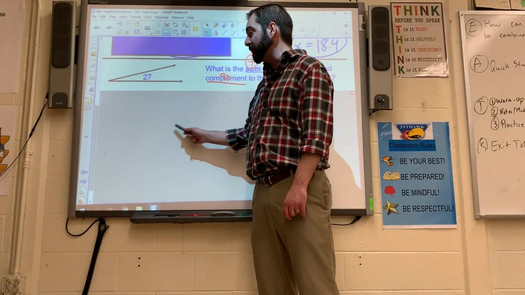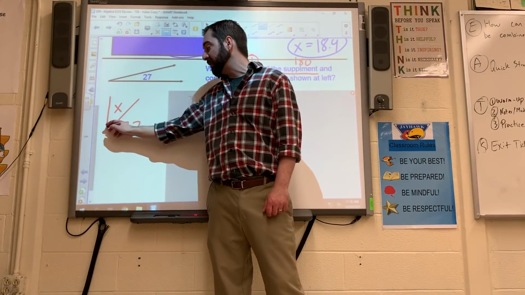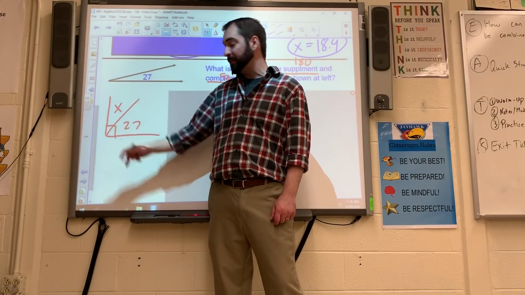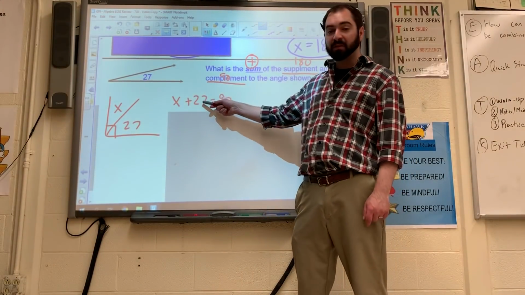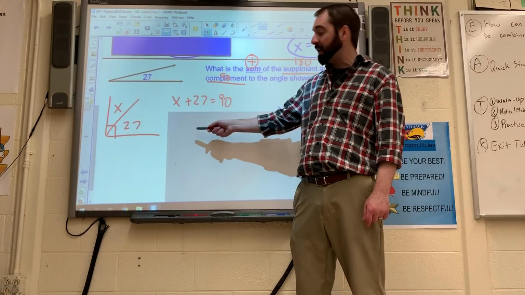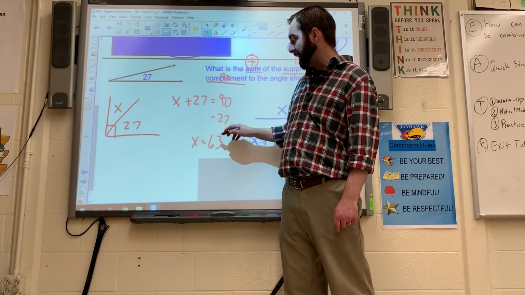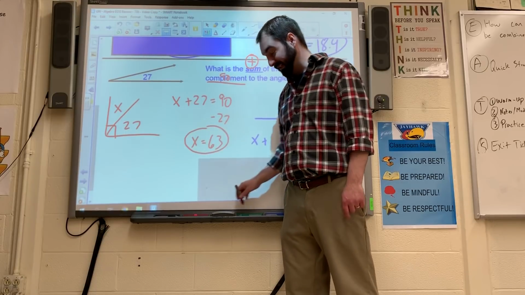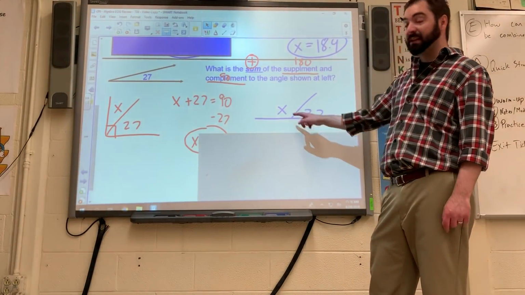The first thing I did was figure out what's the complement. So I know that x and 27 add up to 90. They make a right angle or a 90-degree angle. So I could say that x plus 27 is equal to 90. Well, all I have to do to both sides here, subtract 27, and I would very easily find out that x is 63. Same thing. They want to know what's its supplement.